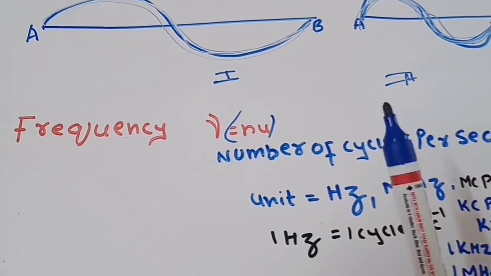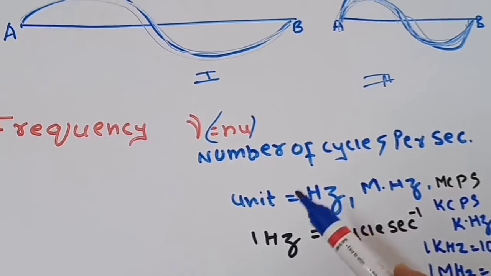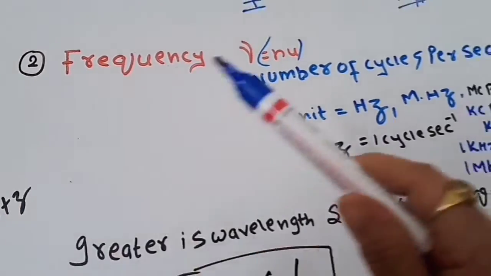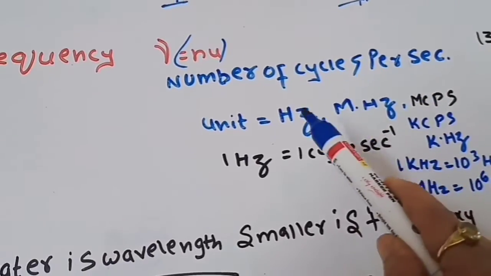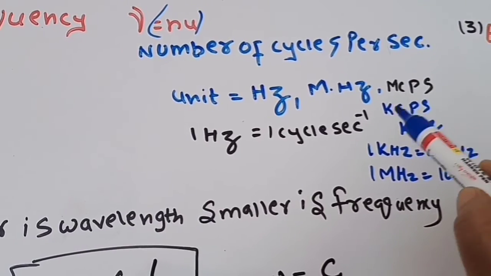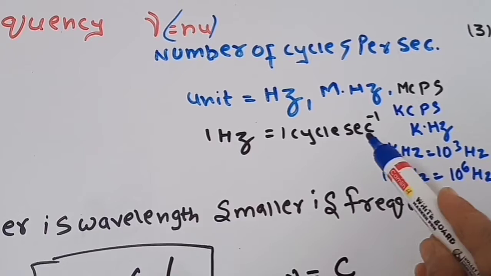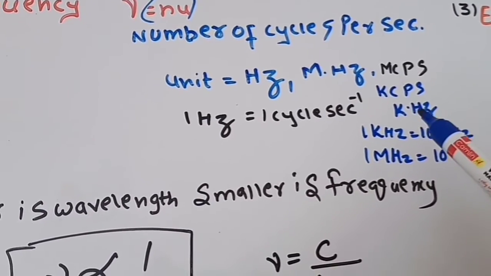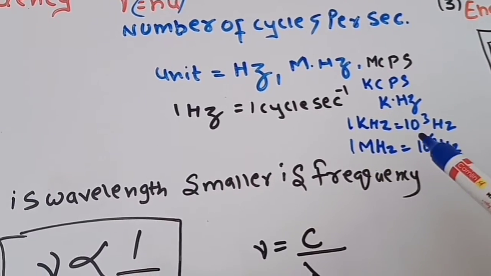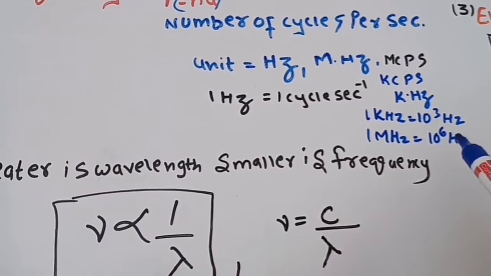So we can say that the frequency is the number of cycles per second, and the unit of frequency is hertz, named after our Heinrich Hertz. The bigger units are megahertz and kilohertz, and they can also be written as megacycles per second and kilocycles per second. 1 hertz is equal to 1 cycle per second, 1 kilohertz is equal to 10 to the power 3 hertz, and 1 megahertz is equal to 10 to the power 6 hertz.